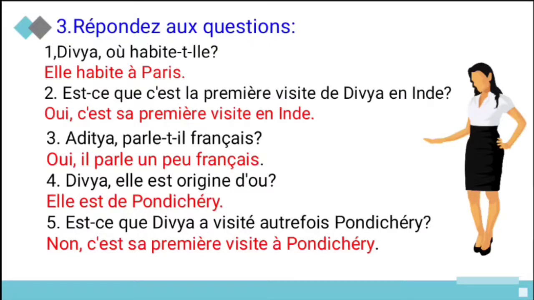And fifth, est-ce que Divya a visité autrefois Pondicherry? So, did Divya once visit Pondicherry? No, it's a first visit only. So, no, c'est sa première visite à Pondicherry. No, this is a first visit to Pondicherry. So, this is all about the choose and true or false and answer the following based on the dialogue A.